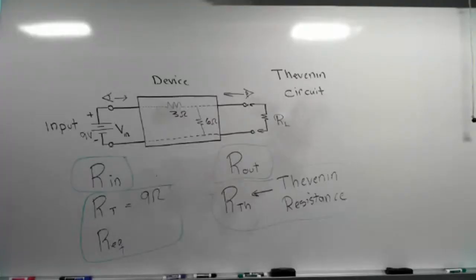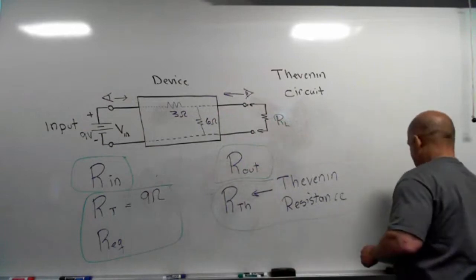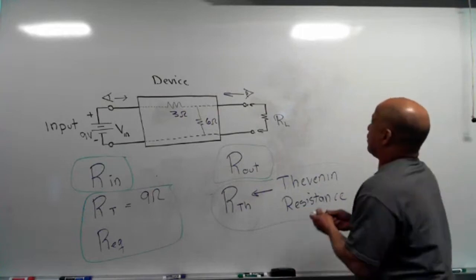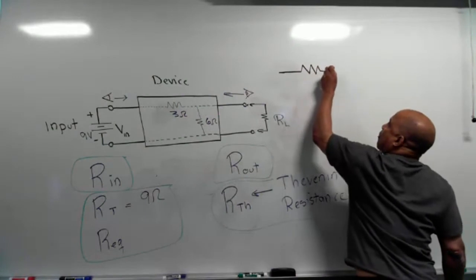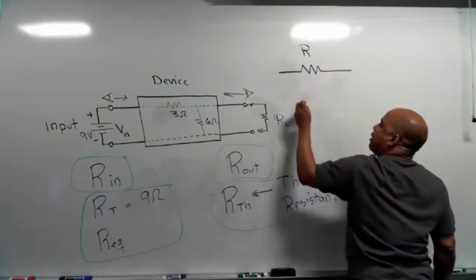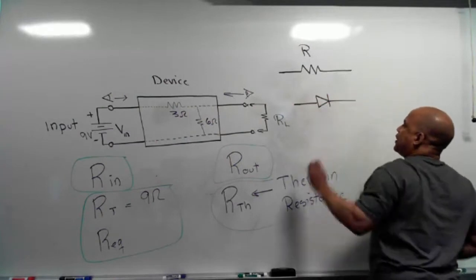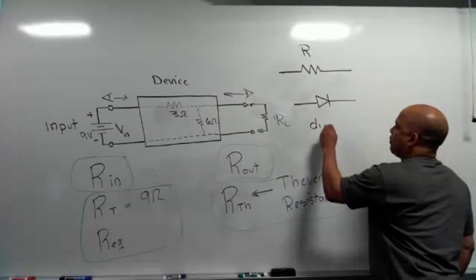Now, let me switch off of this. I'm going to go back to my camera, and I'm going to put two devices on the board. One you know, one you may not know. Here's one that you know. That's a resistor. Here's one that you may or may not know. Does anybody know what this is? It's a diode.